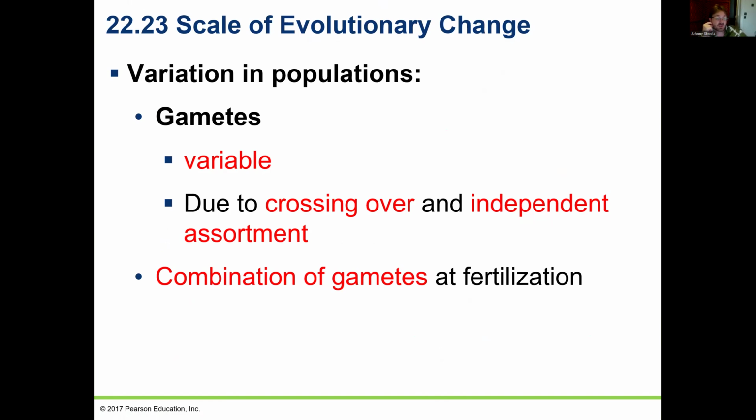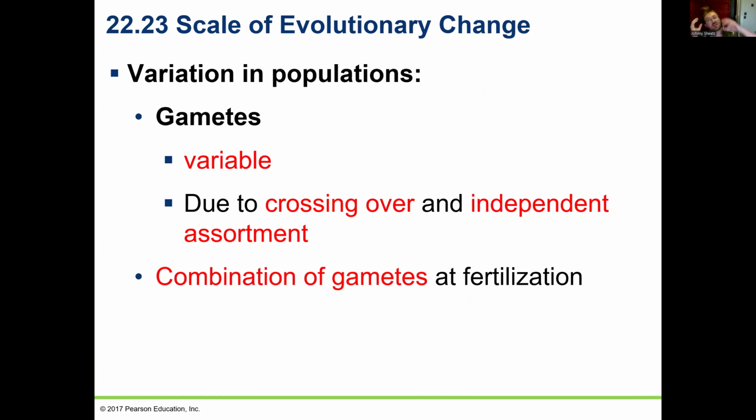Now, variation in population. Sexual gametes in a sexually reproducing species are going to be variable due to crossing over and independent assortment. Because of the way sexual reproduction works, the way that we are exchanging alleles between individuals, we are recombining DNA from multiple individuals, and that is going to be giving us genetic variation over time. It also has to do with the actual processes that occur during mitosis and meiosis. So this is where we have crossing over and independent assortment.